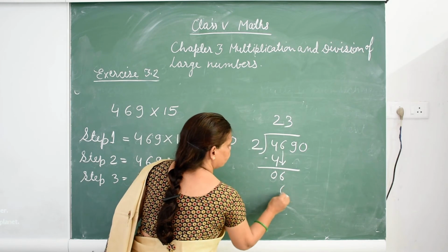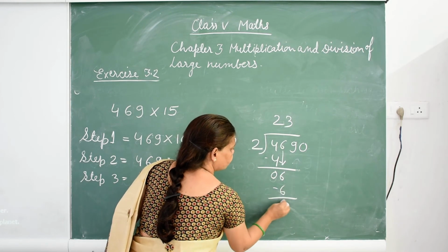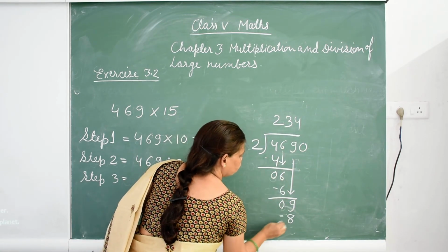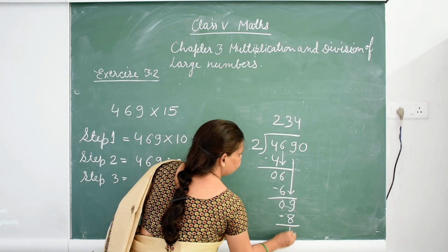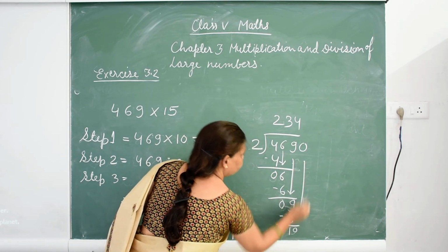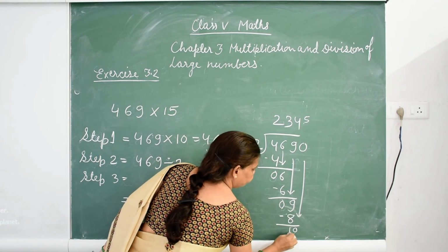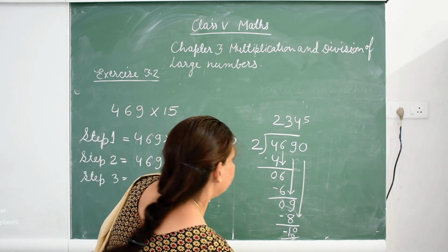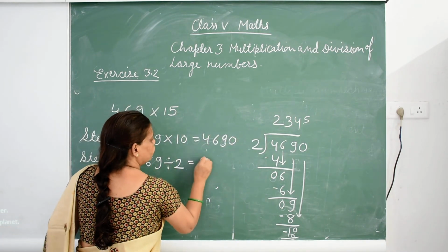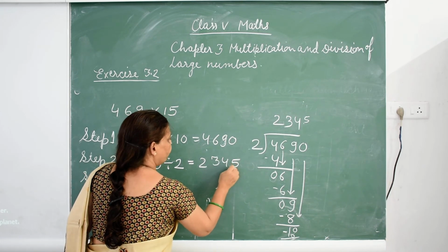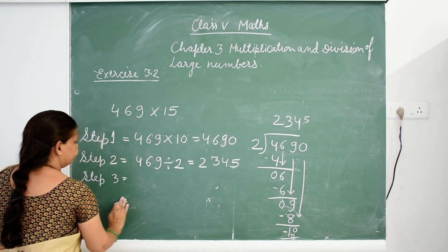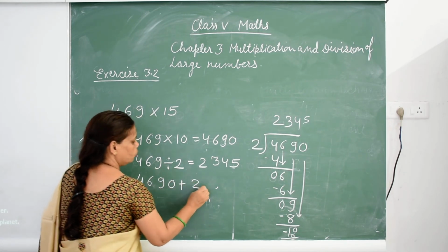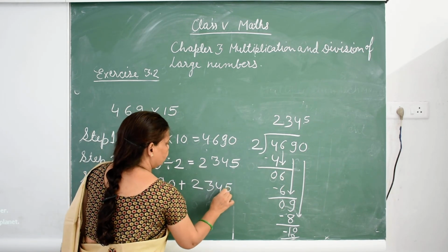6. 2 threes are 6. Again 6 minus 6, 0. We will take 9 here. So 2 fours are 8. 9 minus 8, 1. So 0 here, 10. Now 2 fives are 10. 0 here. Understand? So we will get the quotient, this 2 3 4 5. Then we plus both the numbers.